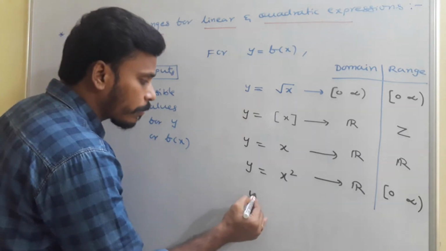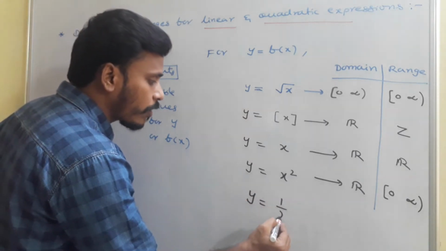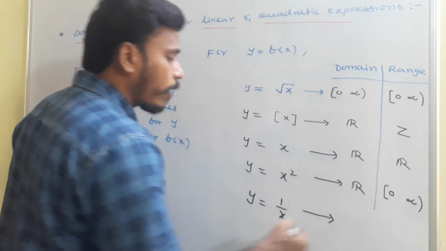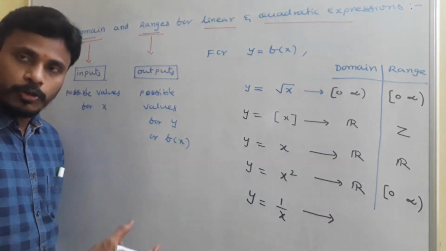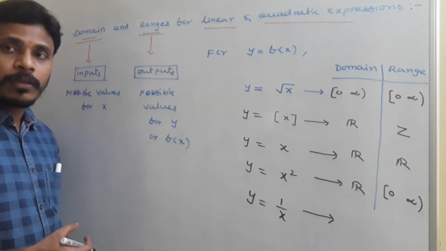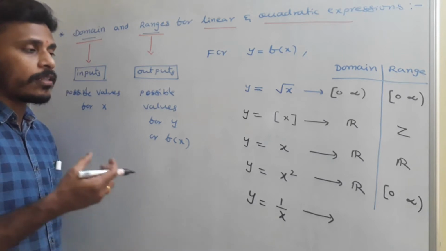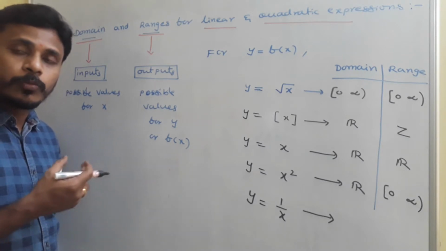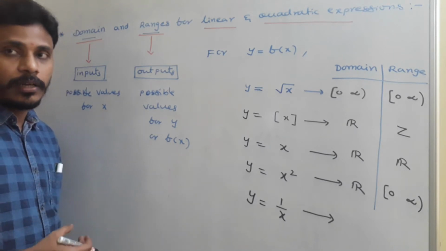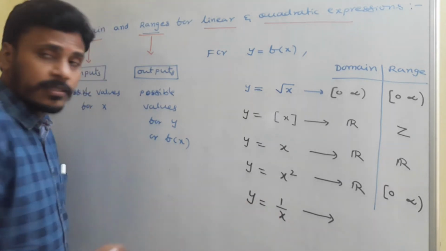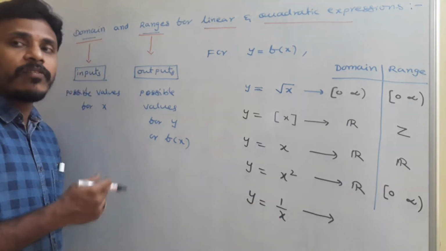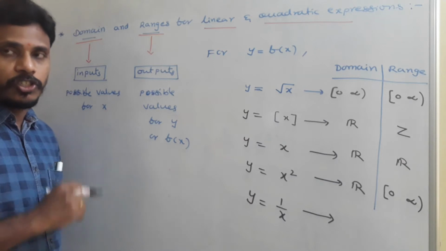Suppose your expression or function is y is equal to 1 by x. Then what do you say about the possible values of x? That is the domain. And what are the possible outputs, the possible values for y? That is the range. See here, x: you are able to take any value in the place of x except 0.